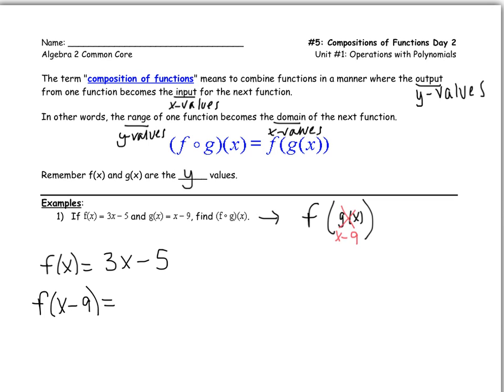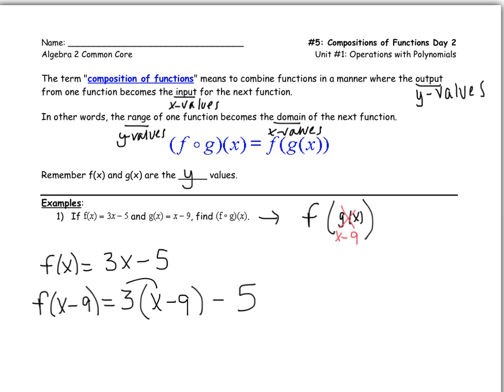So notice how I wrote it. Wherever there was an x, I put x minus 9. So wherever there's an x here, we're going to put this x minus 9. So 3 parentheses something minus 5. So notice 3x. The x goes here, so whatever's in place of this x goes there.